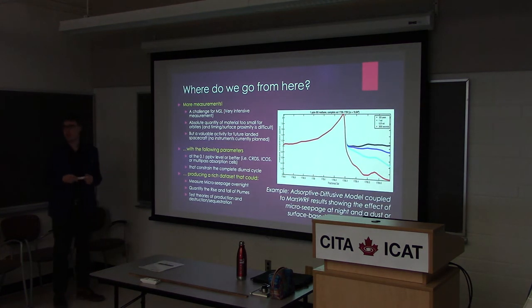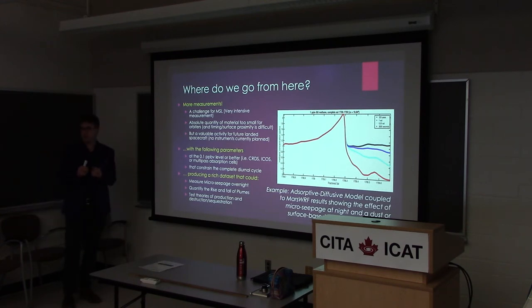MSL is not going to give us a lot more data. It's a very intensive measurement. It's not designed to do a diurnal cycle or anything like that. And the absolute quantity of material, it's too small for orbiters. You can't expect TGO to look at one part per billion 10 meters from the surface. It's impossible.